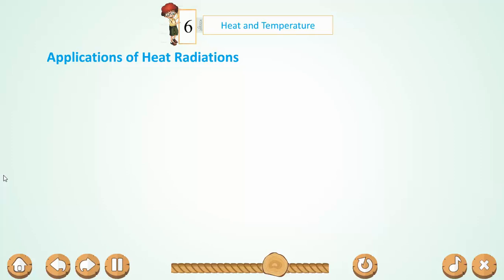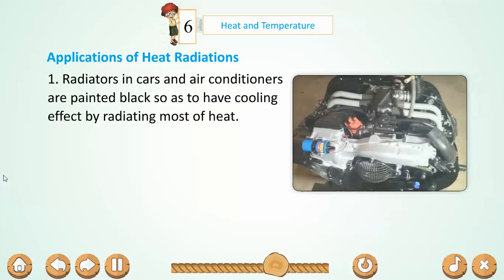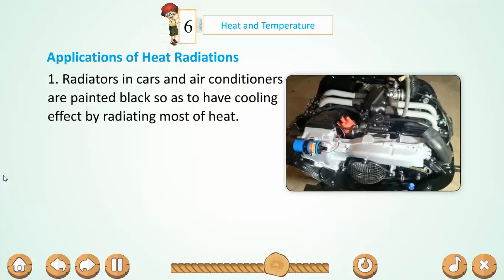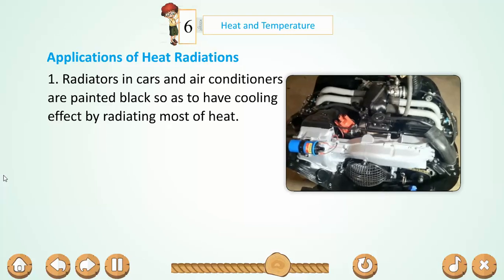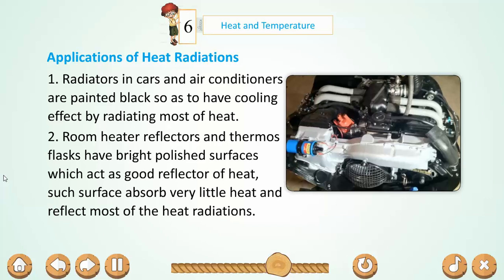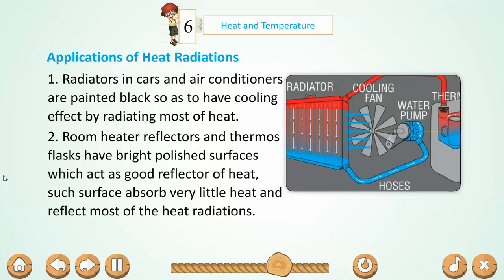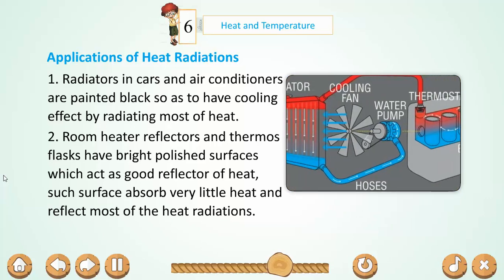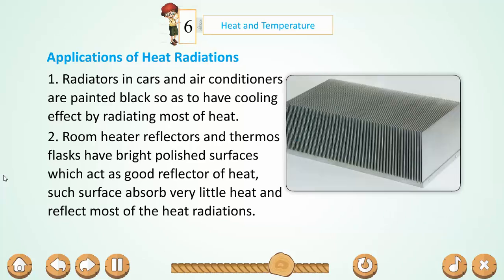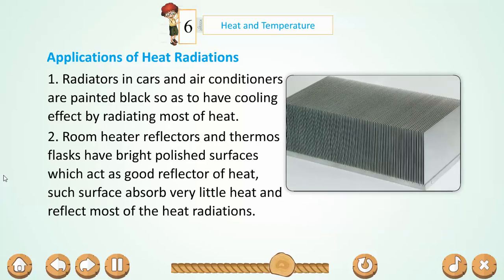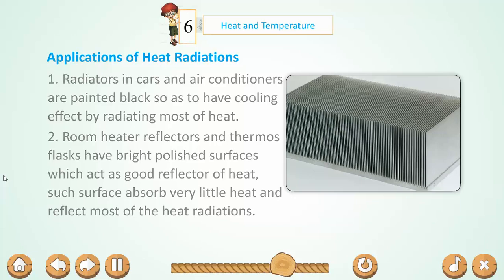Applications of heat radiation. Radiators in cars and air conditioners are painted black so as to have a cooling effect by radiating most of the heat. Room heaters and thermostats have a bright polished surface which acts as a good reflector of heat. Such surfaces absorb very little heat and reflect most of the heat radiation.